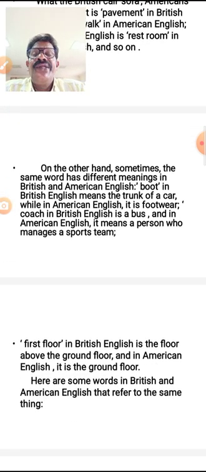Now, on the other hand, sometimes the same word has different meanings in British and American English. For example, boot. In British English, the meaning of boot is the trunk of a car, the rear of a car. While in American English, it is footwear.